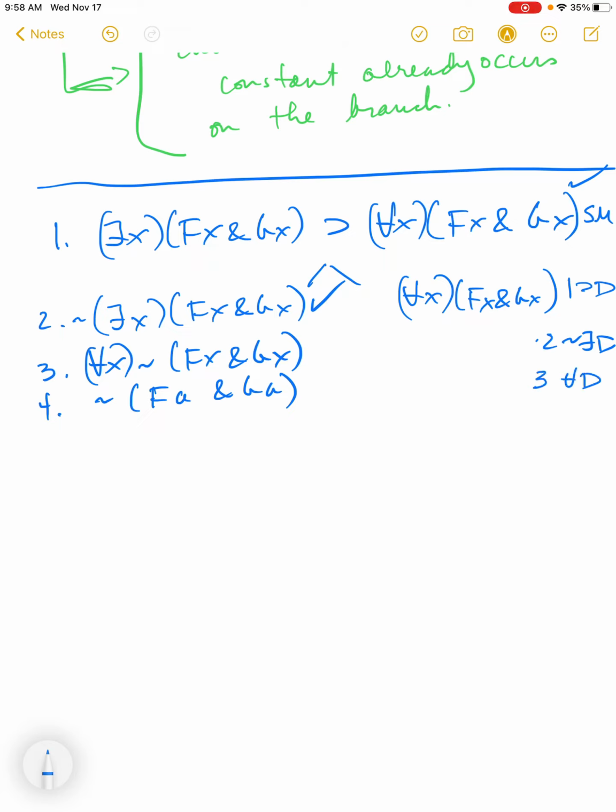And now I'm going to apply good old negation conjunction decomposition, which branches. So I have not FA on the left and not GA on the right. And I get that from 3 by negation conjunction decomposition. And what do I do now on the left-hand side? Are those branches completed and open? Well, we're going to talk about that in a moment.